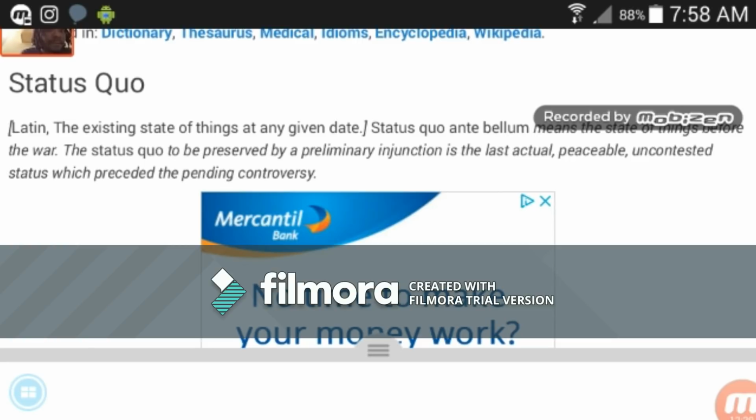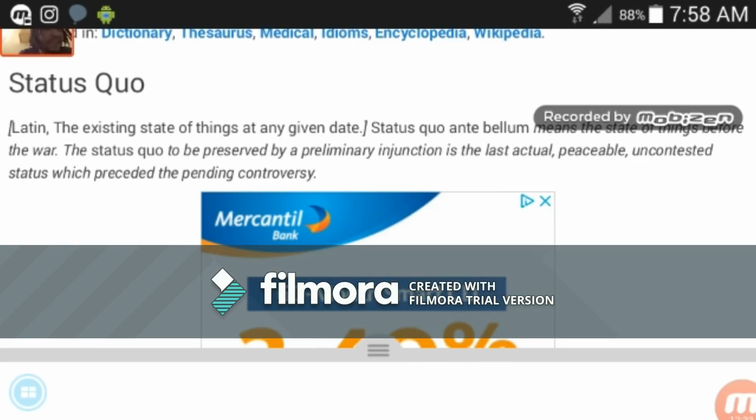Antebellum means the state of things before war. So antebellum slavery was the state, or the status quo, of slavery pre the war, the Civil War. Now, the status quo to be preserved by a preliminary injunction. Sound familiar, people? Preliminary injunction.